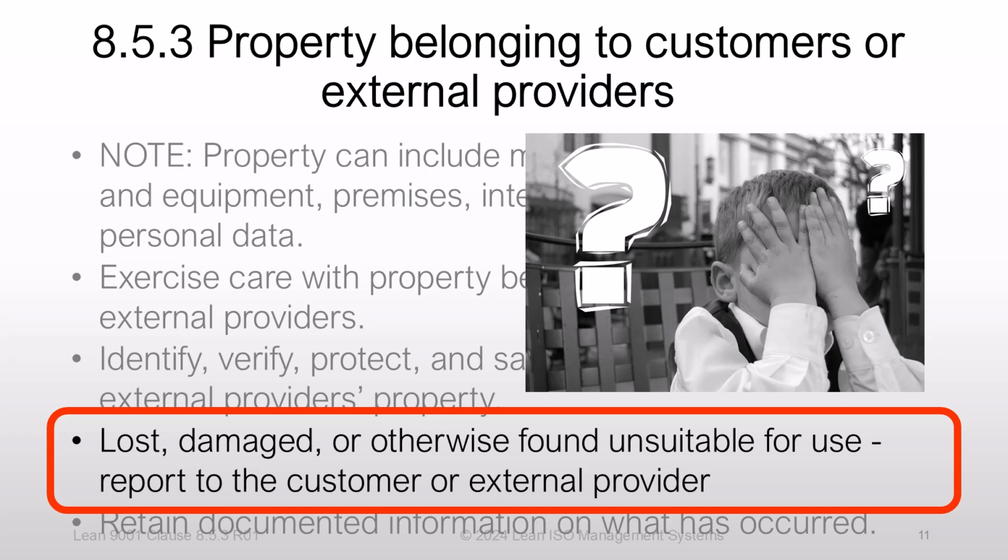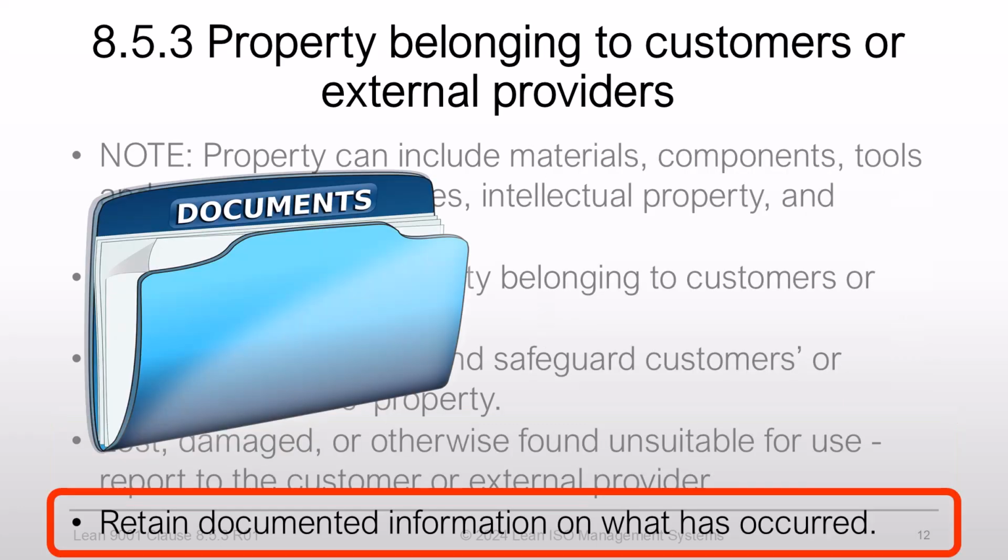Lost, damaged, or otherwise found unusable property. This one is easy. Most companies I work with use non-conformity systems to document and report errors and document customer disposition where required. The last requirement is to retain documented information on what has occurred. Per the standard, these include evidence of verification and preservation, non-conformity reports, and evidence of customer concessions.